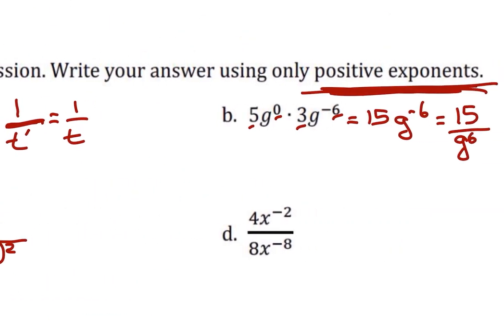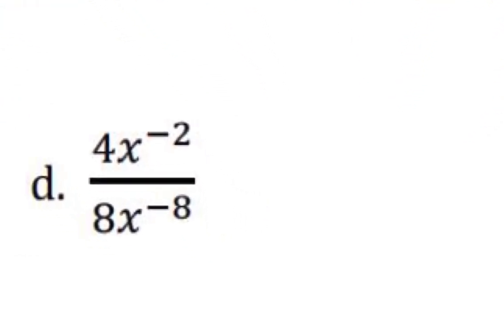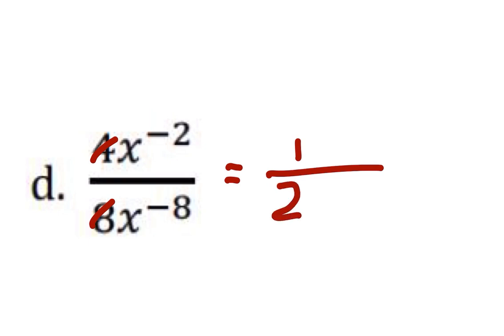Let's move on to problem D. All right, so now when we look at D, what we're really saying here is 4 over 8 reduces to 1 over 2 like it always has. That doesn't have anything to do with the new work we're doing with exponents. You've known how to reduce 4/8 for a long time.